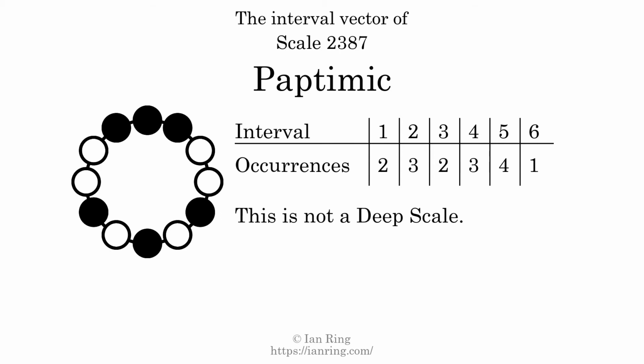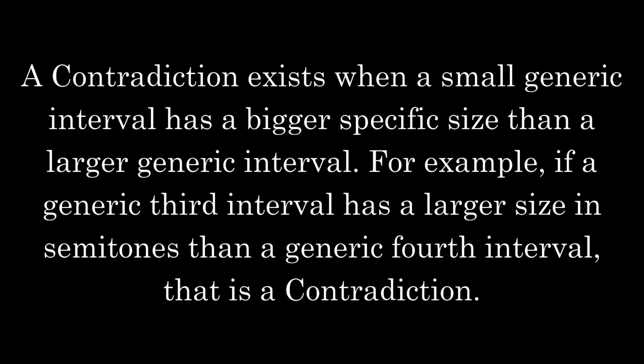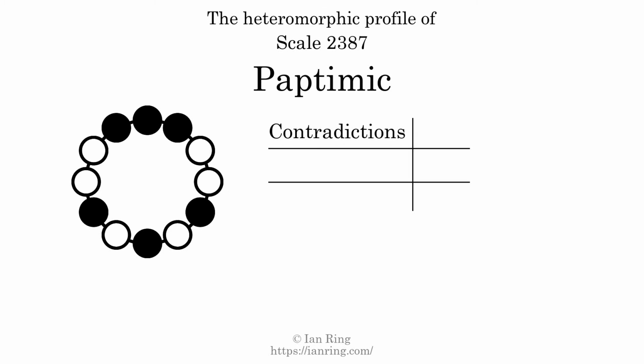a deep scale. Heteromorphisms are comparisons between every interval in a set. They can be classified as contradictions, ambiguities, and differences. A contradiction exists when a small generic interval has a bigger specific size than a larger generic interval. For example, if a generic third interval has a larger size in semitones than a generic fourth interval, that is a contradiction. The number of contradictions in this scale is 4.